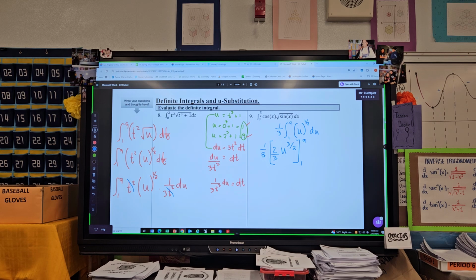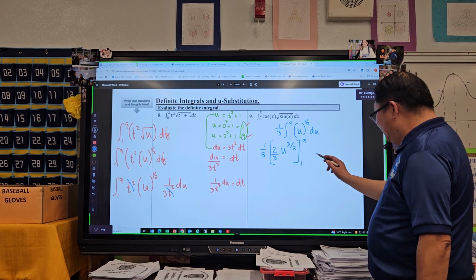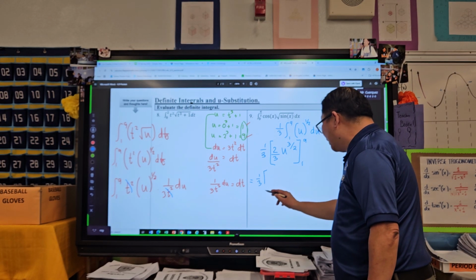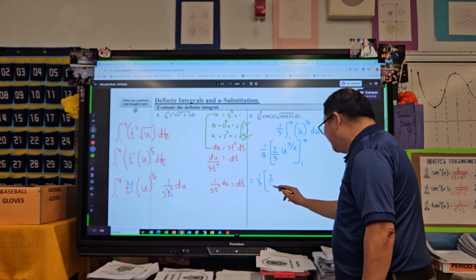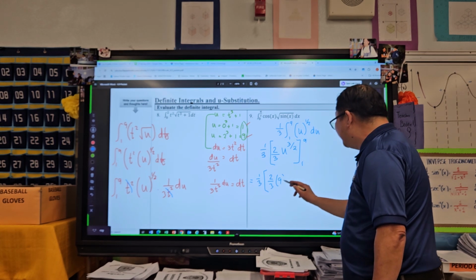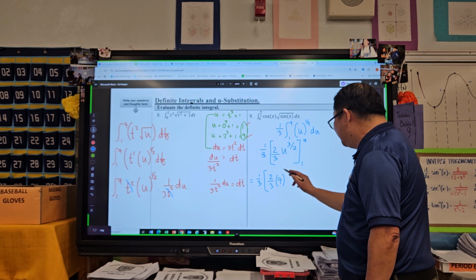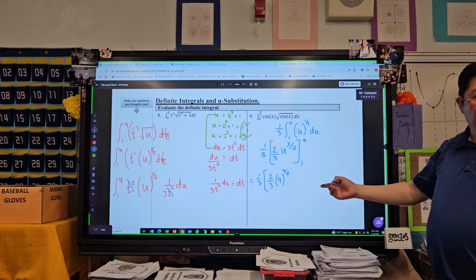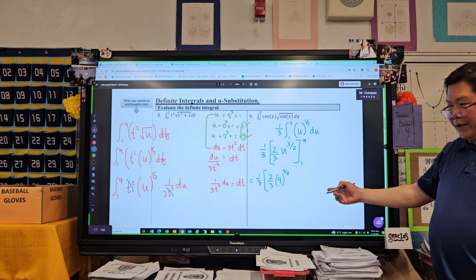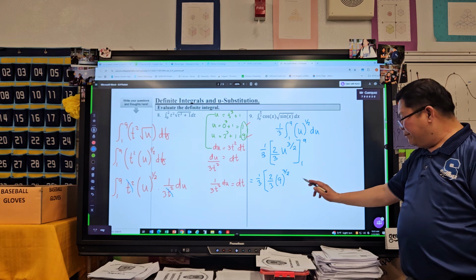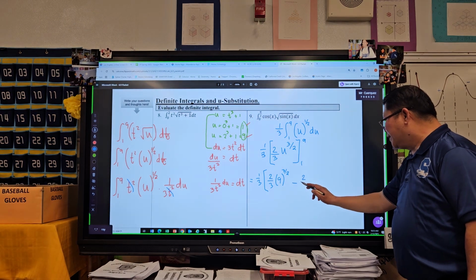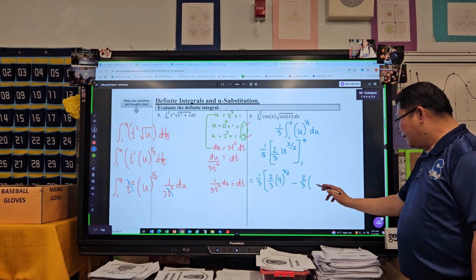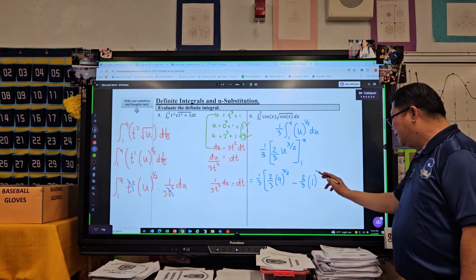So this means 1/3, the integral of 2/3, u is 9 to the power of 3/2. That's the upper limit. And then minus the lower limit, 2/3. What is the lower limit? 1. So 1 to the power of 3/2.